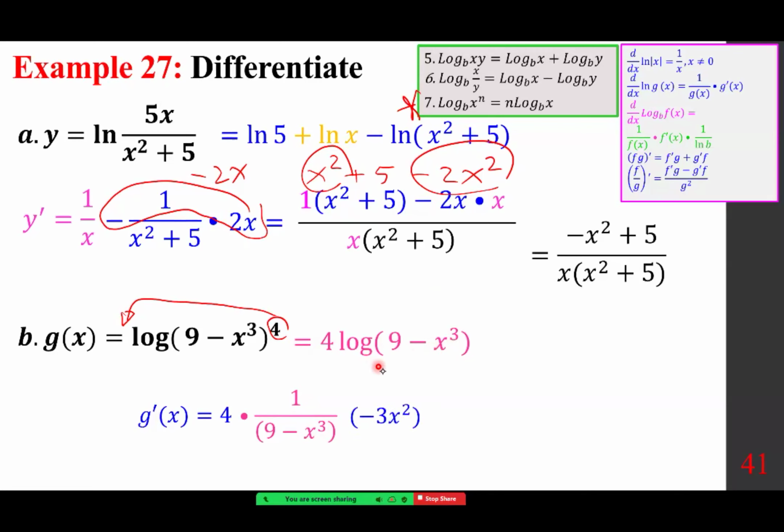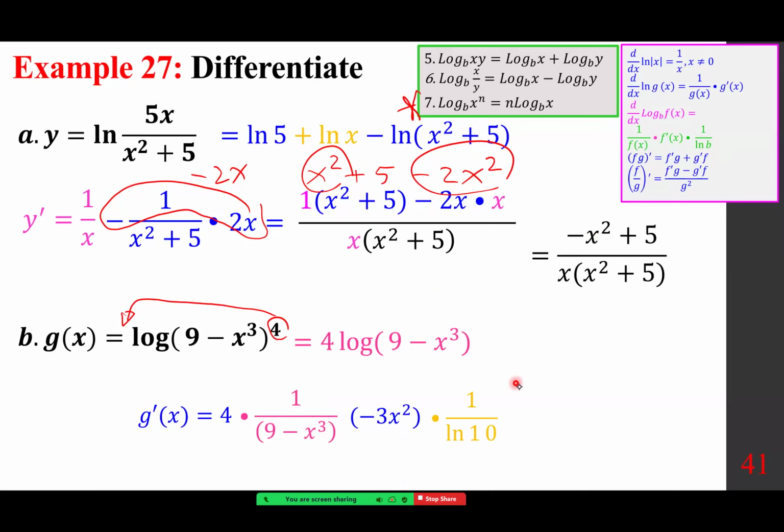Finally, I look at the base. When the base is missing with log, the base is 10. So 1 over the natural log of the base, 1 over ln b, which is 1 over ln 10. We put them all together: 4 and 1 over 9 minus x cubed and negative 3x squared and 1 over ln 10.